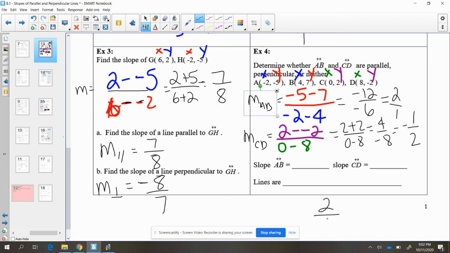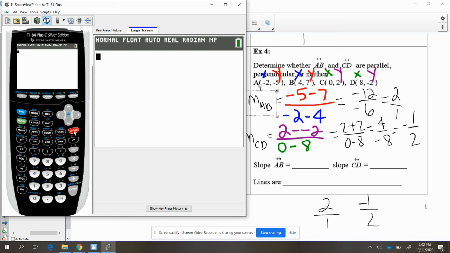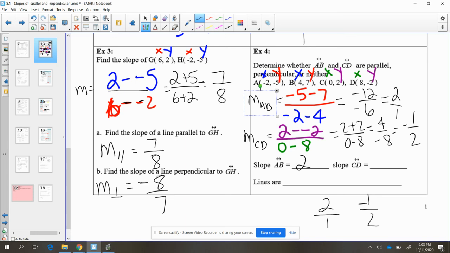Okay. So we want to test, is 2, or 2 over 1, and negative 1 half. What do we think about the relationship here? Well, they're definitely not the same thing, so they're not parallel. And if we test it out, the signs are opposite and the fractions are flipped. And again, we can always use our calculator to guarantee it, but negative 1 half times positive 2 is in fact negative 1. So these lines are going to be perpendicular. Had they not multiplied to be negative 1 and they weren't the same, then we would have said this is a neither situation. All right, we're going to work more with slope in the coming days.